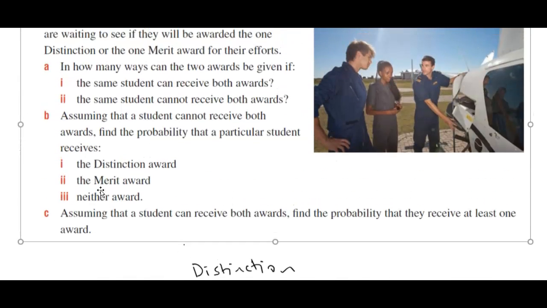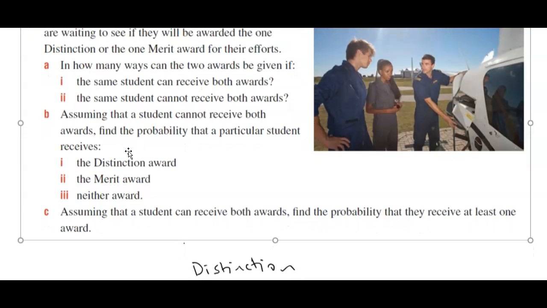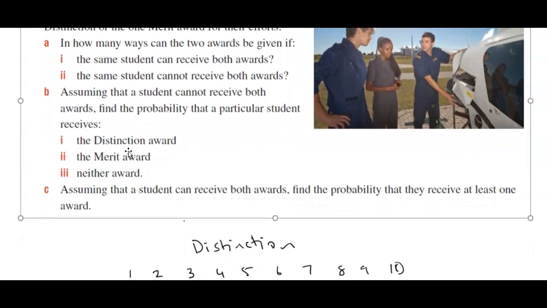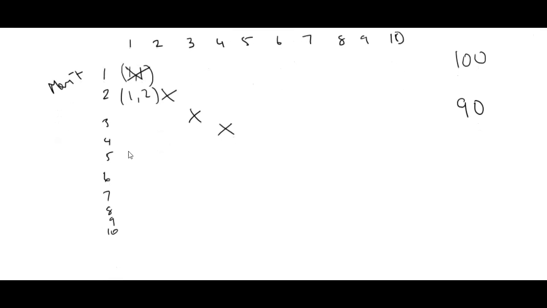All right, moving on to question B. So assuming that a student cannot receive both awards, find the probability that a particular student receives the distinction award. So let's focus on Mary. So I'm going to just fill in Mary's column. So you can see the pattern here. I won't keep going actually because I've run out of room. But Mary obviously can't have this first option. So she's only left with 9 other options. And every student's going to be the same.